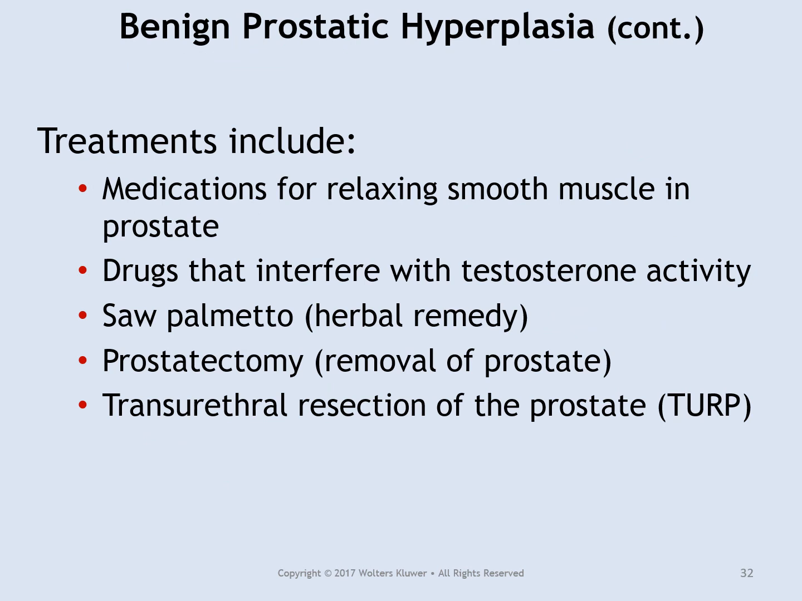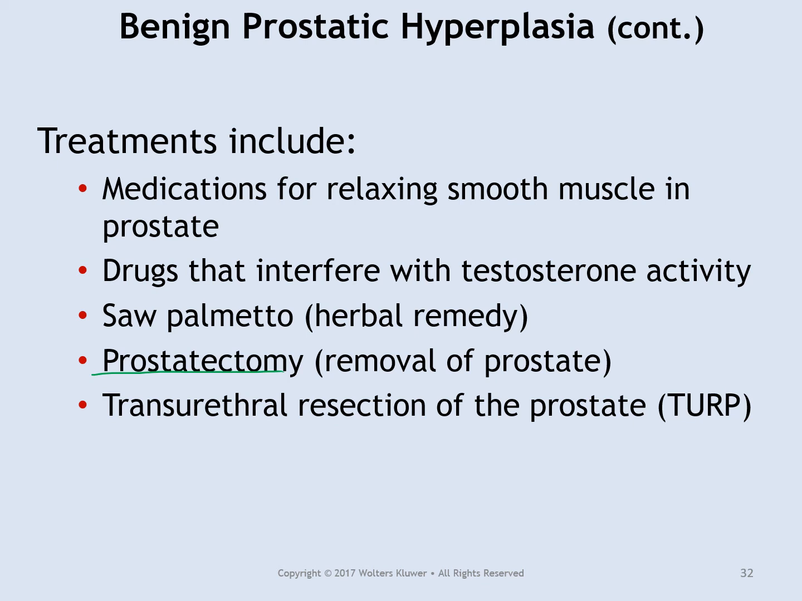Different treatments for BPH. There are medications that will help to relax the prostate. There are medications that will interact with testosterone around the prostate to make it more responsive. Saw palmetto is an over-the-counter kind of herbal remedy that seems to have some pretty good effects for like mild BPH. If it's very severe and it's not really responding well to medication, you may do a prostatectomy, which is removal of part or all of the prostate.